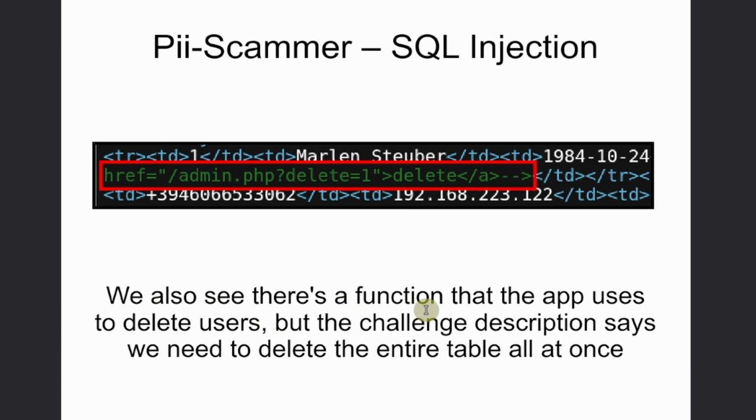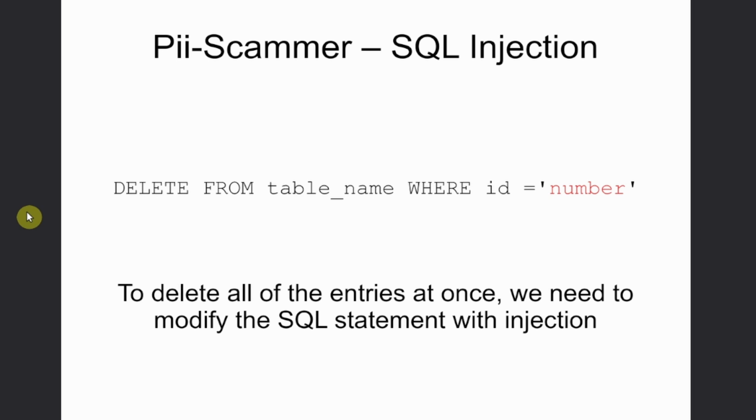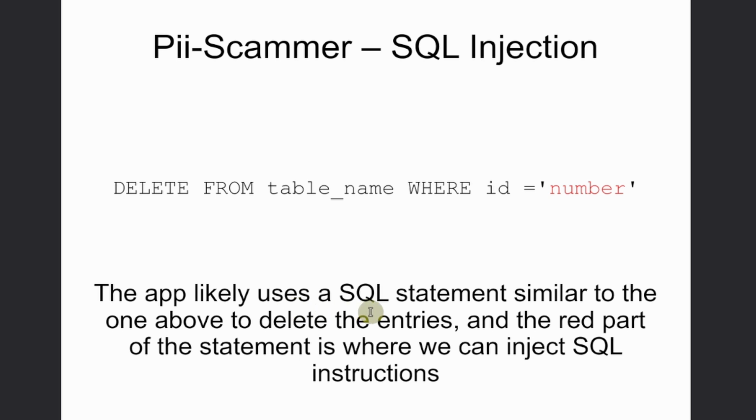We also see that there's a function that the app uses to delete users. But the challenge description says that we need to delete the entire table all at once. So how do we do this? To delete all of the entries at once, we need to modify the SQL statement with the injection. So we would usually see an SQL statement like this used to delete rows from the table. So the app likely uses an SQL statement similar to the one above to delete the entries.